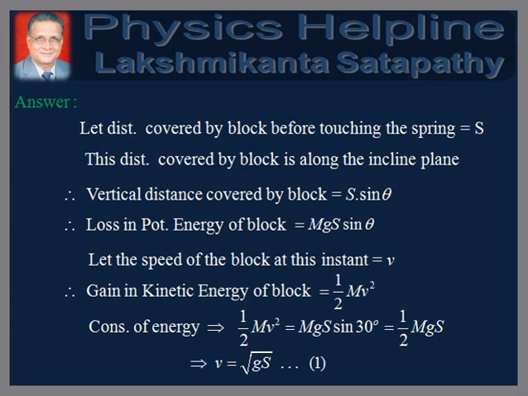Let the speed of the block at this instant be v. Therefore, gain in kinetic energy of the block is equal to half mv square. Therefore, conservation of energy gives half mv square is equal to mgS sin 30, which is equal to half mgS. This implies v is equal to root over gS.